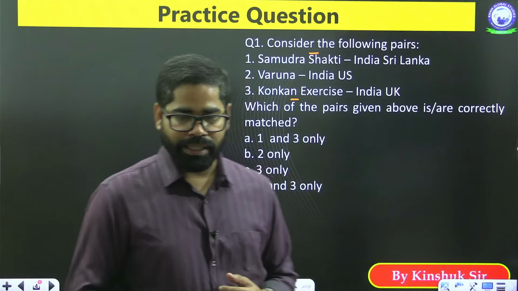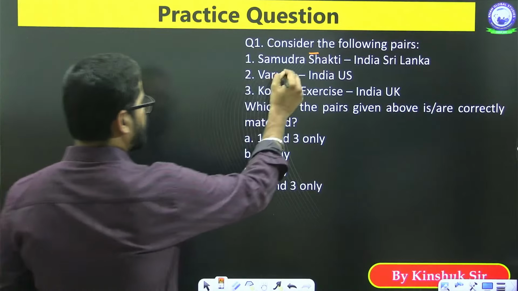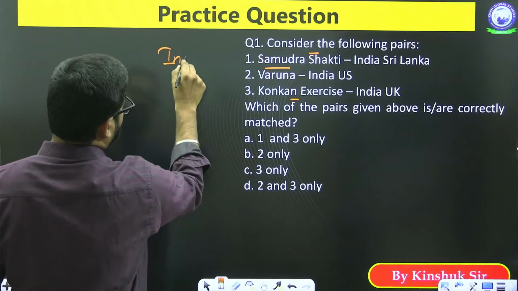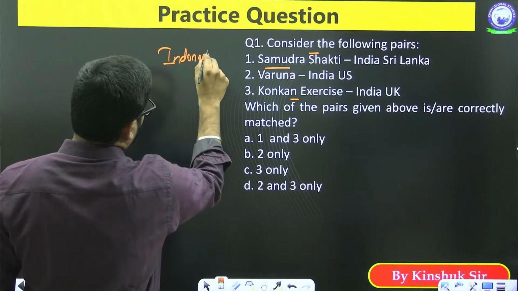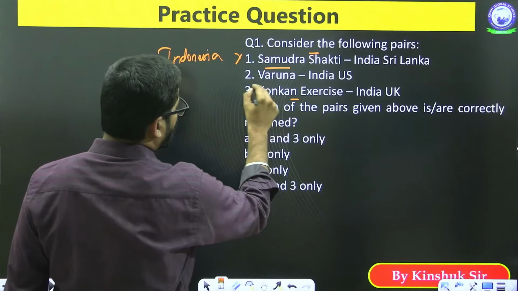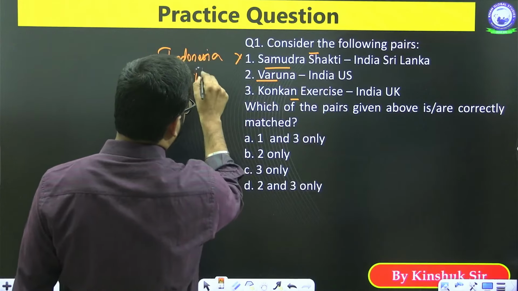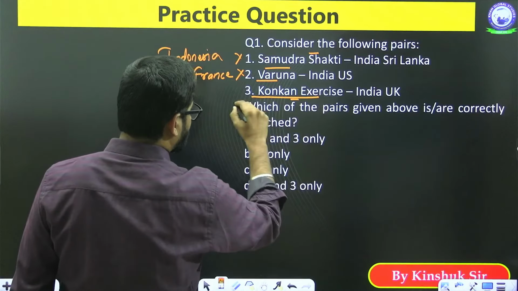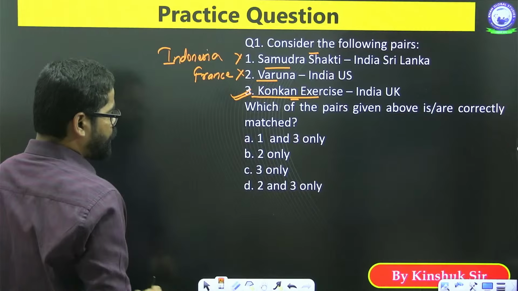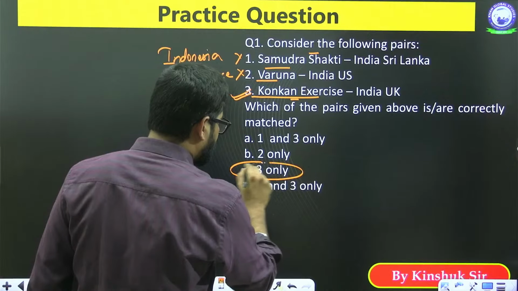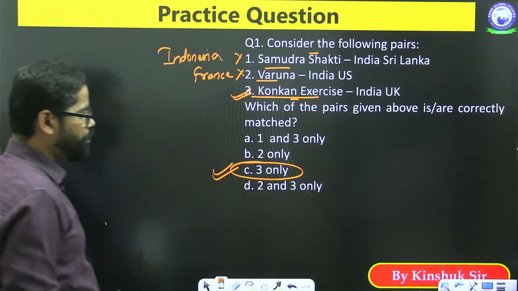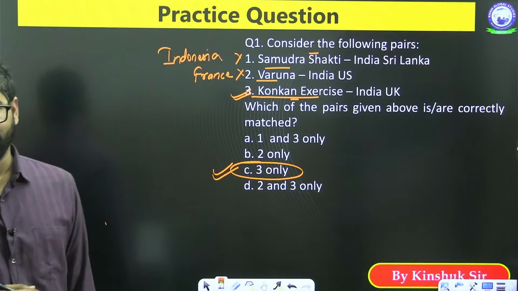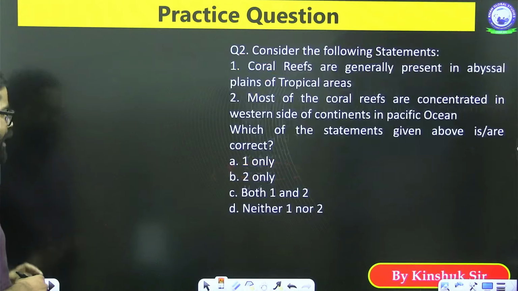So if you look at this, first one is Samudra Shakti. It is India and Indonesia. We are having this exercise with Indonesia. So this first option is incorrect here. Varun, that is India and France. The second option is also incorrect here. Konkan exercise, that is India and UK. So the answer here will be option number C, that is 3 only.